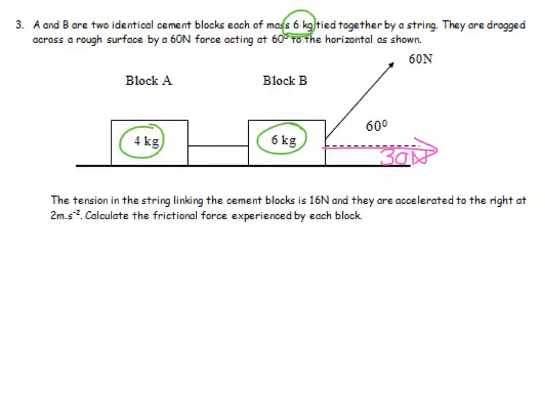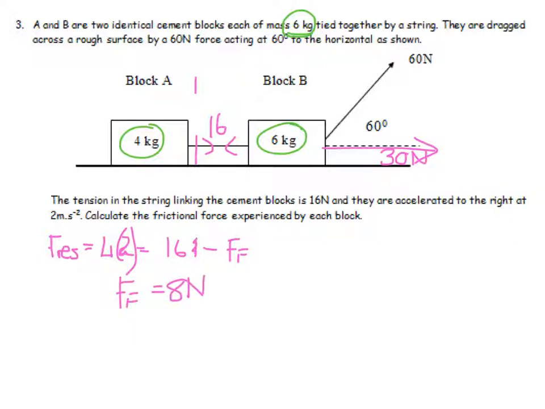The next thing that I'm going to do is I'm told that I've got 16 newtons acting in this string in that direction, and obviously it's acting in that direction as well. Then I need to say force resultant is equal to 4 times A for block A, which is also equal to the big force, 16 newtons, which is pulling it forwards, minus the small force, which is the frictional force. They tell me this object is accelerating at 2 meters per second squared. When I rearrange that, I get 8 newtons.